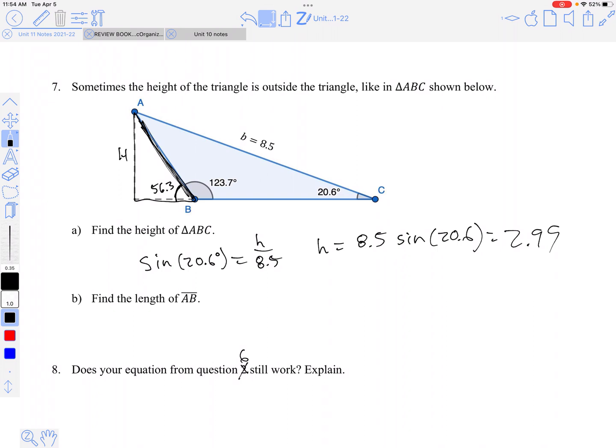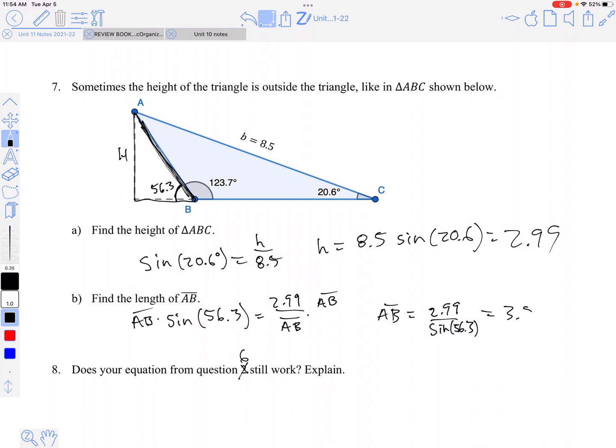Okay, so side AB. I'm going to take sine of 56.3 again, and that'll give me 2.99 over side AB. Now I'll have to do a little bit of algebra again, but I'll need to multiply both sides by side AB to get it alone. And then I'll have to divide. So side AB will be 2.99 divided by sine of 56.3, which will give me 3.59.